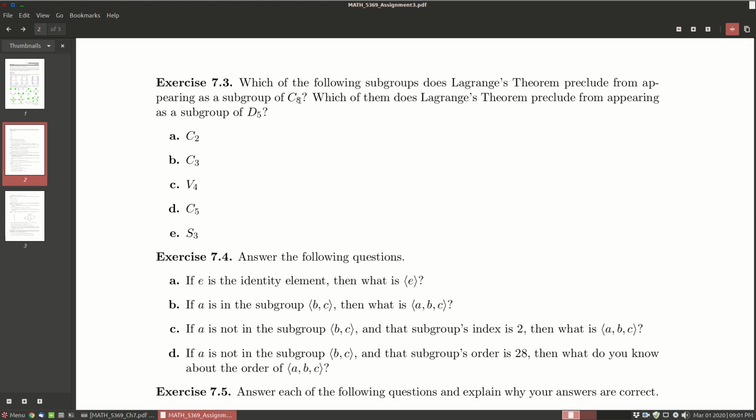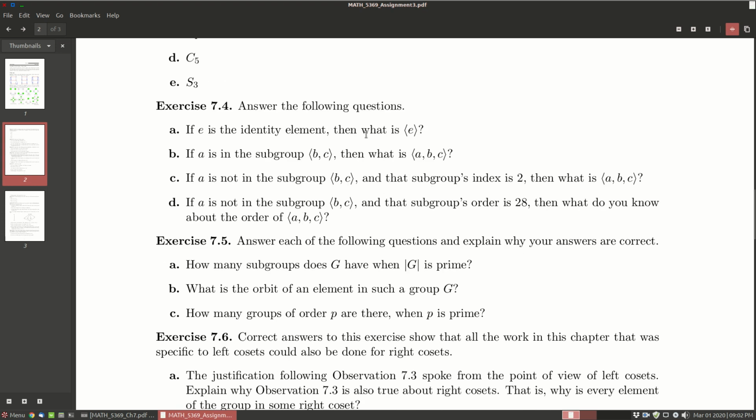So what I want is an answer. Which of these cannot be subgroups of C8? You find the order of each of these, and then determine which of those numbers do not divide 8. Similarly for D5. I'm looking for an answer that says Lagrange's theorem says that these guys cannot be subgroups. I'm not looking for you to say that they can be, I'm asking which ones cannot.